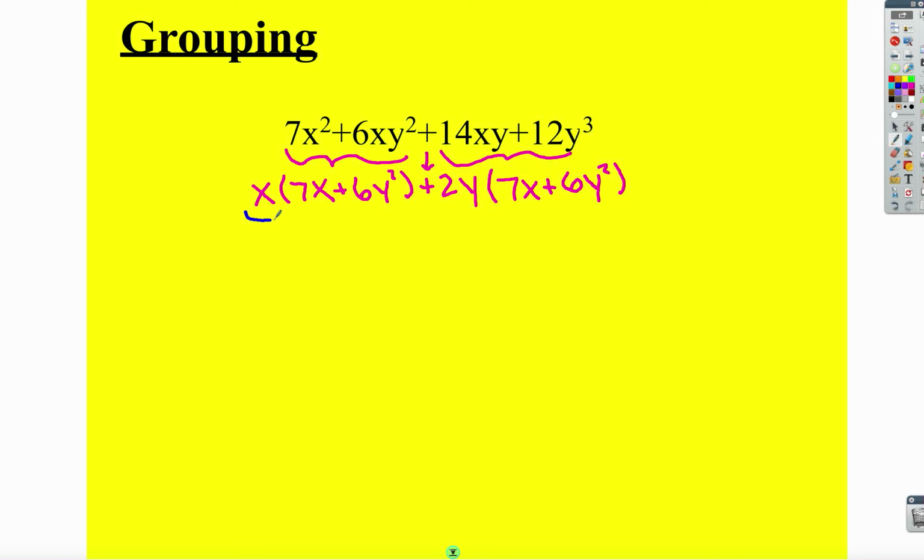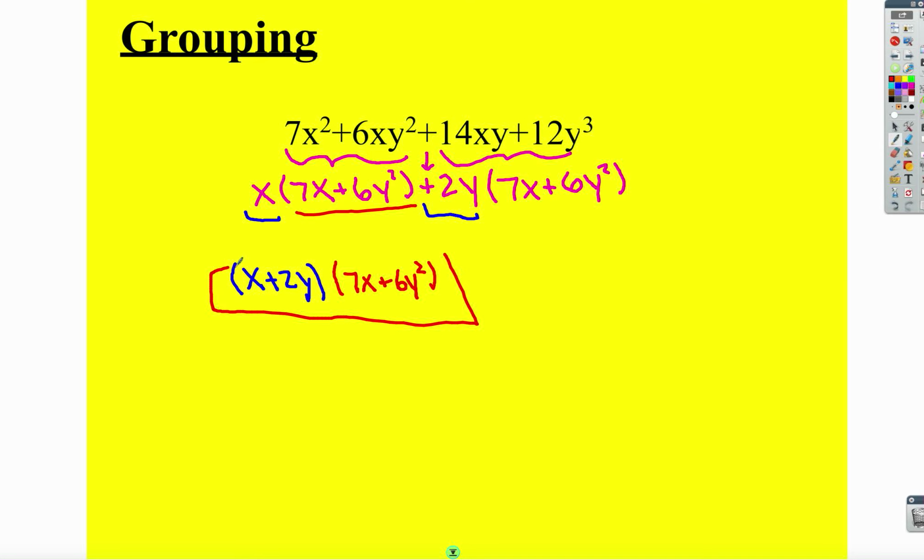I need to rewrite it. So I have the x and the positive 2y, so x plus 2y. Since they are both being distributed to the same thing, we are going to just write that binomial one time. This is the factored form. This here is not yet factored. So that problem is complete.